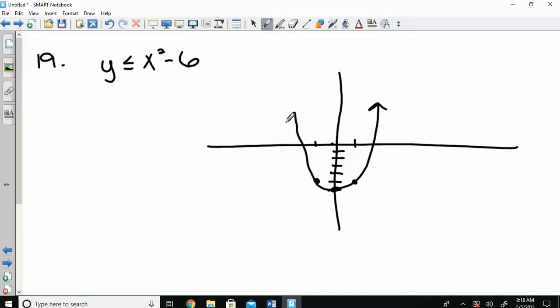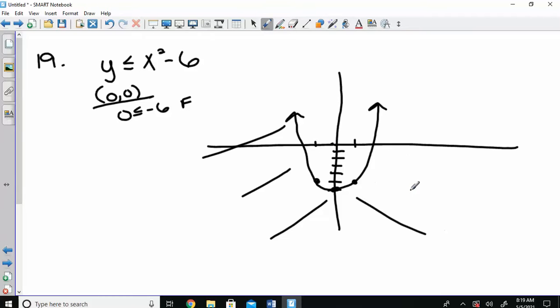Okay, so to figure out where to shade, if you put in 0, 0, you get 0 is less than or equal to negative 6. Is that true or false? False. So 0, 0 does not work, so that means we're shading outside this parabola.